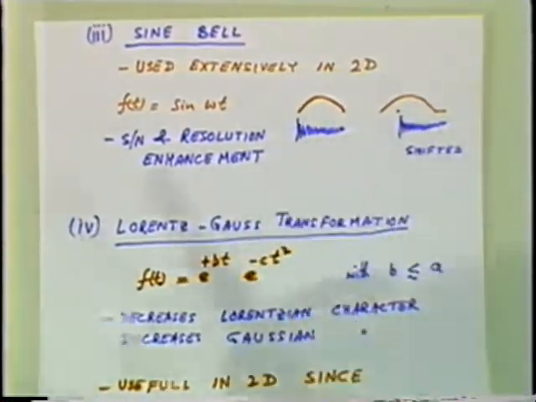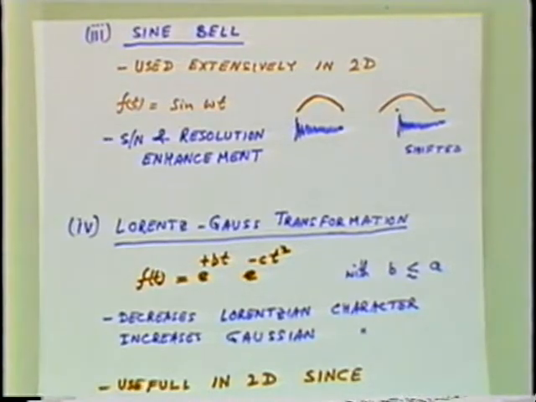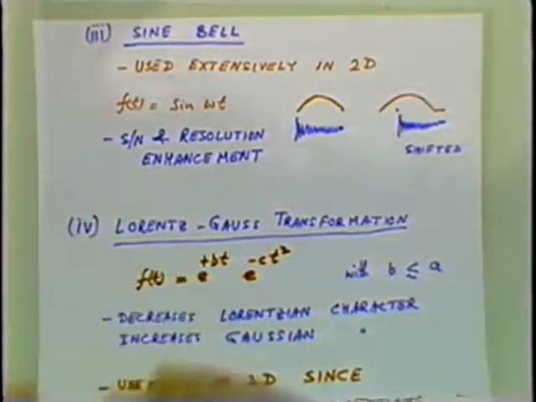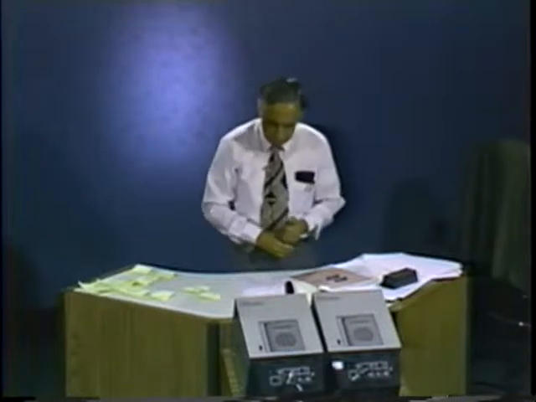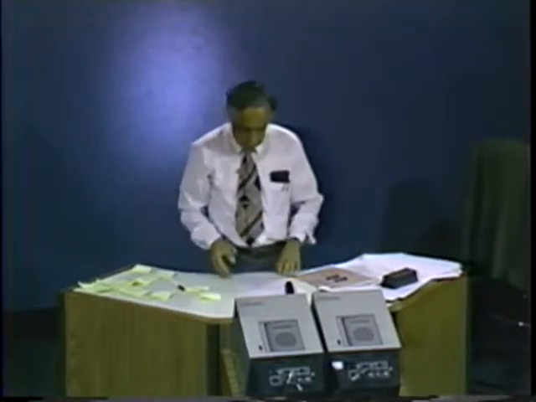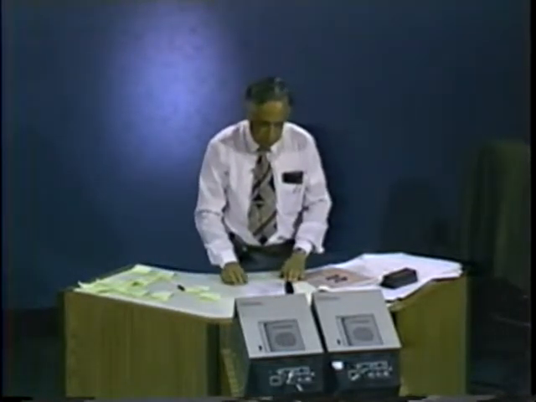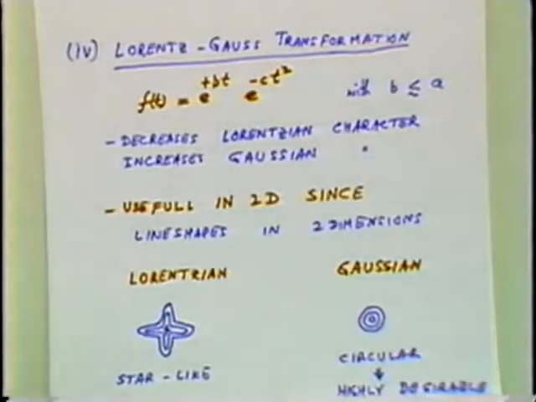All right, and we call this a sine bell function, which just uses one part of the sine function, or a shifted sine bell, and this gives us both signal noise enhancement as well as resolution enhancement. A function which is very useful, but not so used as it should be, sine bell is used more often in 2D, is the Lorentz-Gauss transformation.